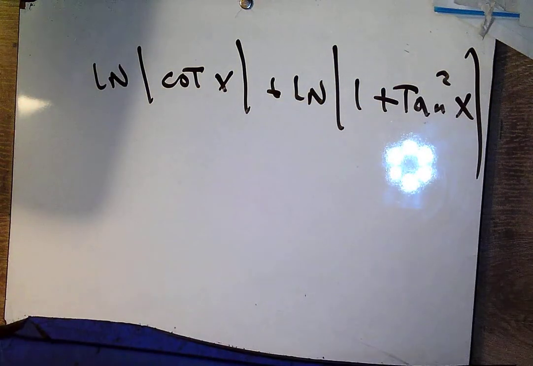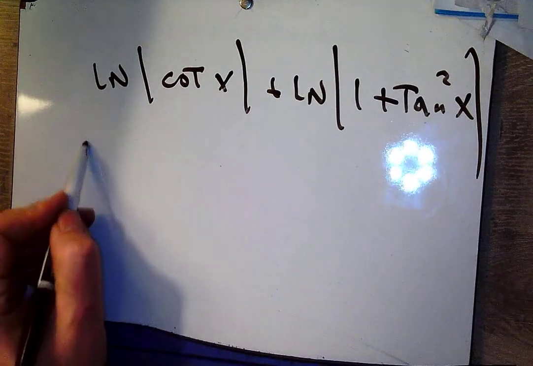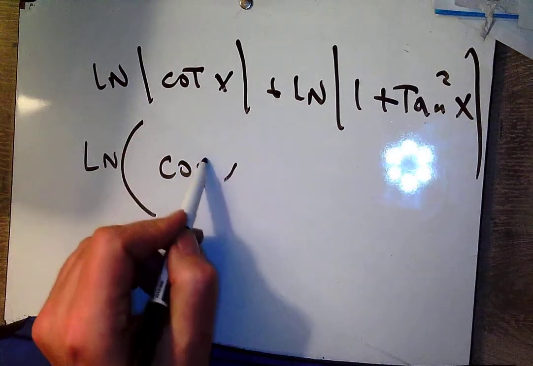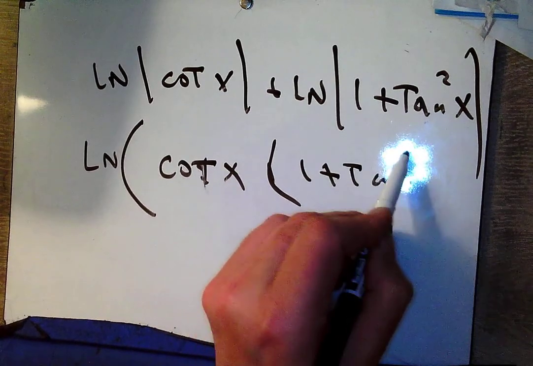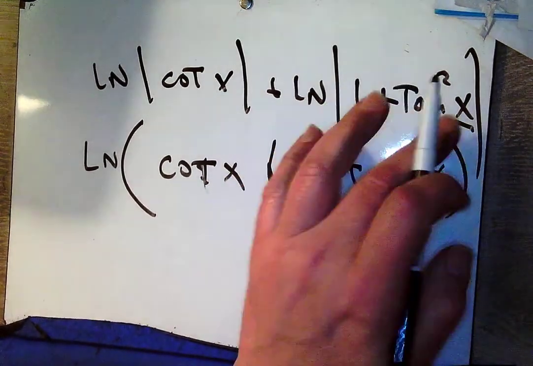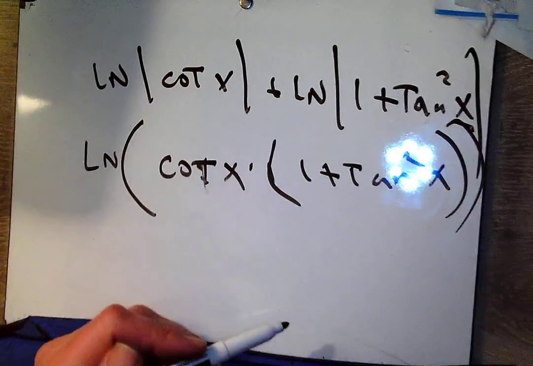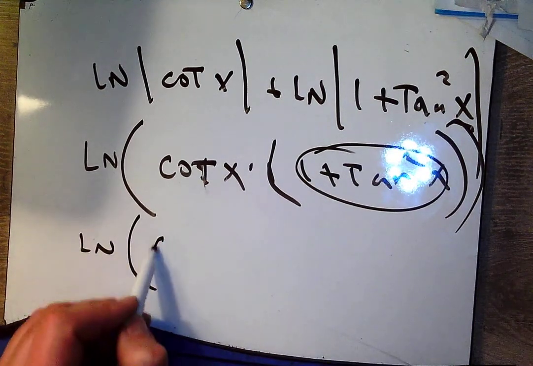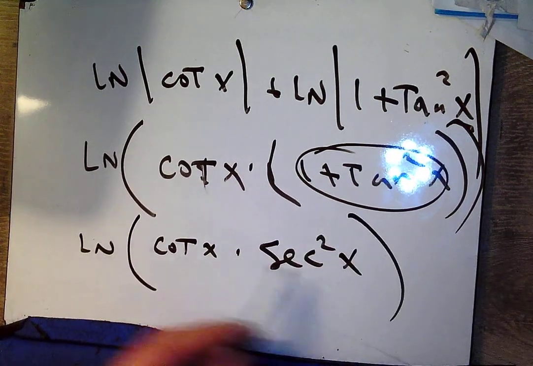Oh, are you back already? Excellent. So let's take a look. Two logs joined with addition. Well, that's going to be one log, cotangent times 1 plus tangent squared. Okay, so one log with multiplication. 1 plus tangent squared, what can you tell me about that? I agree, secant squared. Can we go any further?